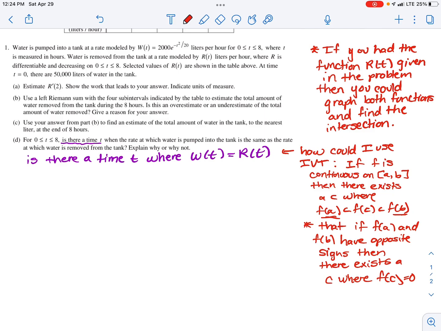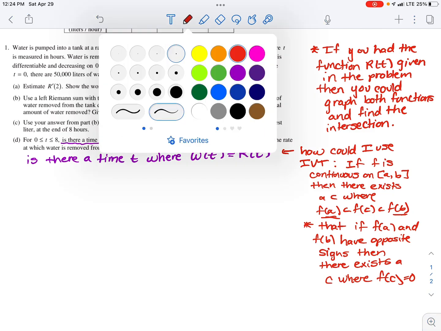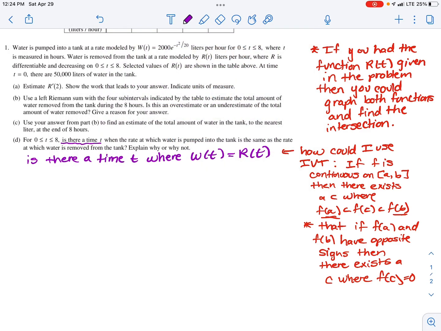So now you're like, okay, how am I going to use that, right? Because we're talking about when two functions are equal. Well, if you think about it, we're really trying to answer, does there exist a t where this is equal to 0, right?